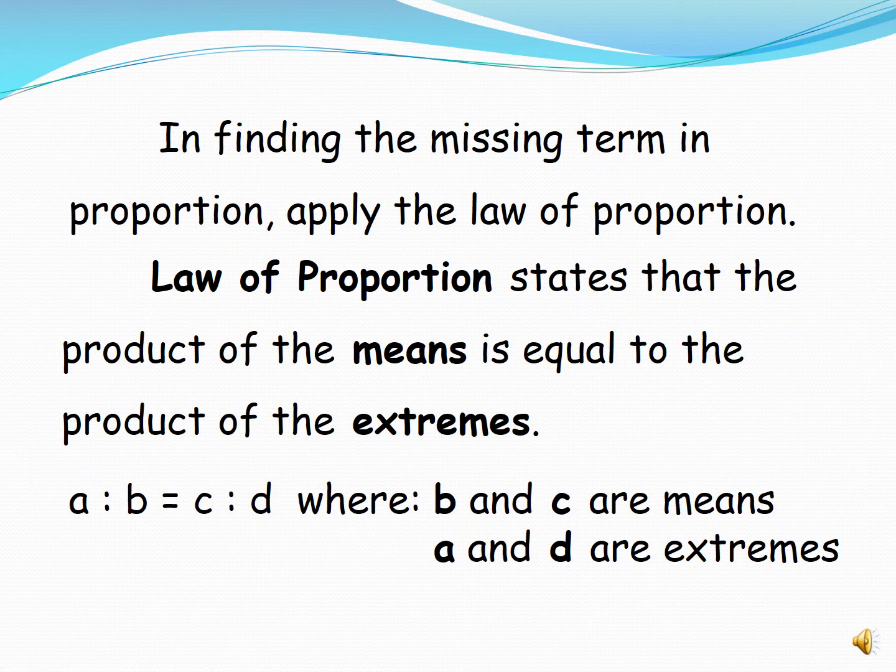In finding the missing term in proportion, apply the law of proportion. The law of proportion states that the product of the means is equal to the product of the extremes, where A is to B is equal to C is to D, where B and C are means and A and D are extremes.